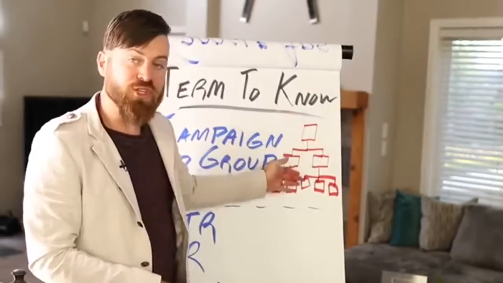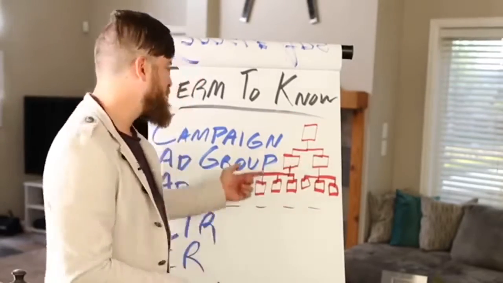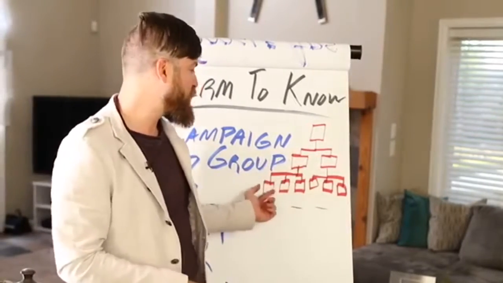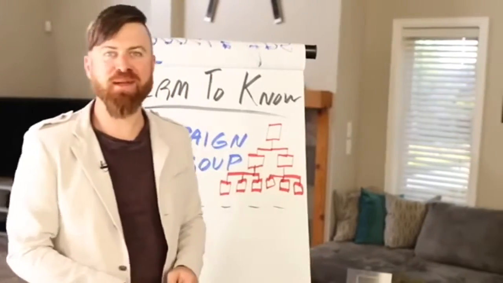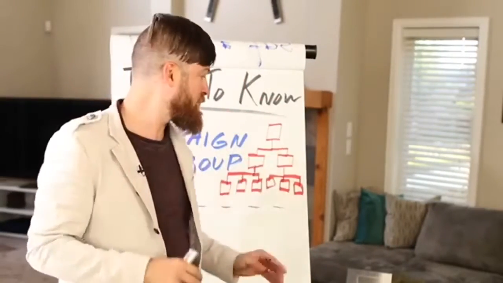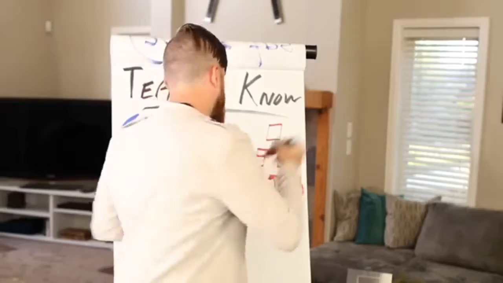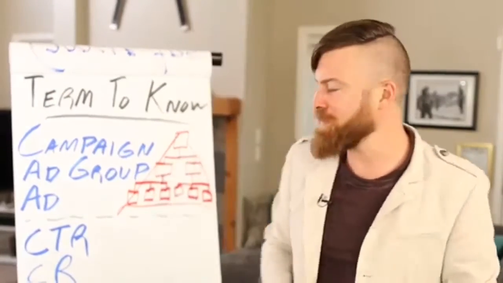Now, underneath each campaign, you can have multiple ad groups, and underneath each ad group, you can have multiple ads. So just kind of the diagram here, right? It's a pyramid scheme, guys. Look, it's pyramid shaped. That's a bad joke. Advertising is not a pyramid scheme.